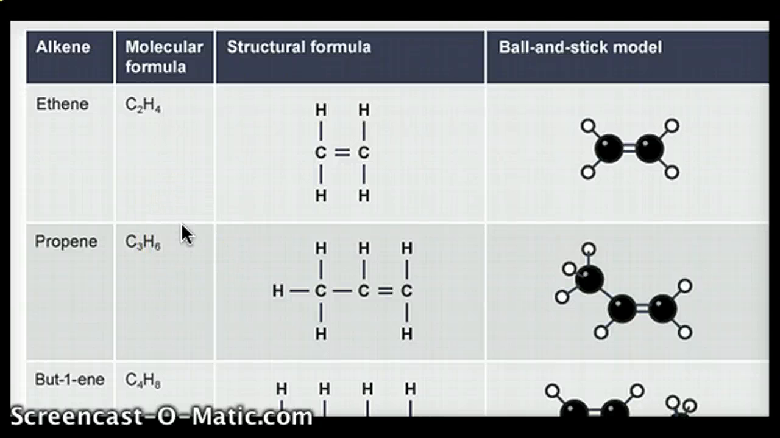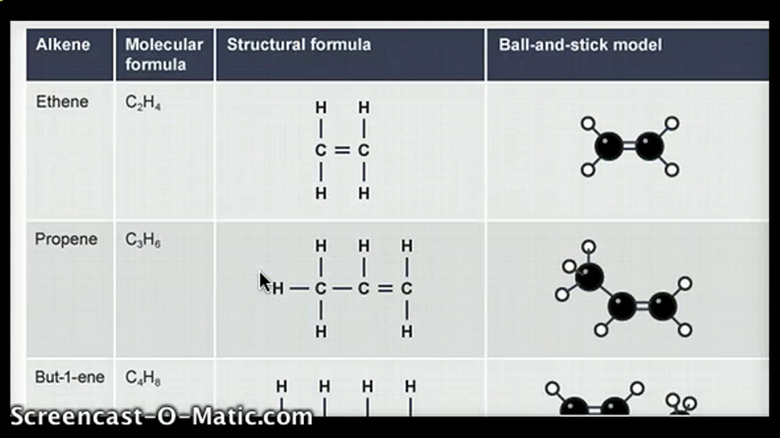But the naming is the same. If we have 2 carbons, like before, it's "eth". If we have 3 carbons, it's "prop". And if we have 4 carbons, it's "but". Don't worry about this 1 here for the moment. So the beginning is the same, the ending is different. If it's an alkene, it ends in "ene". So ethene, propene, butene.